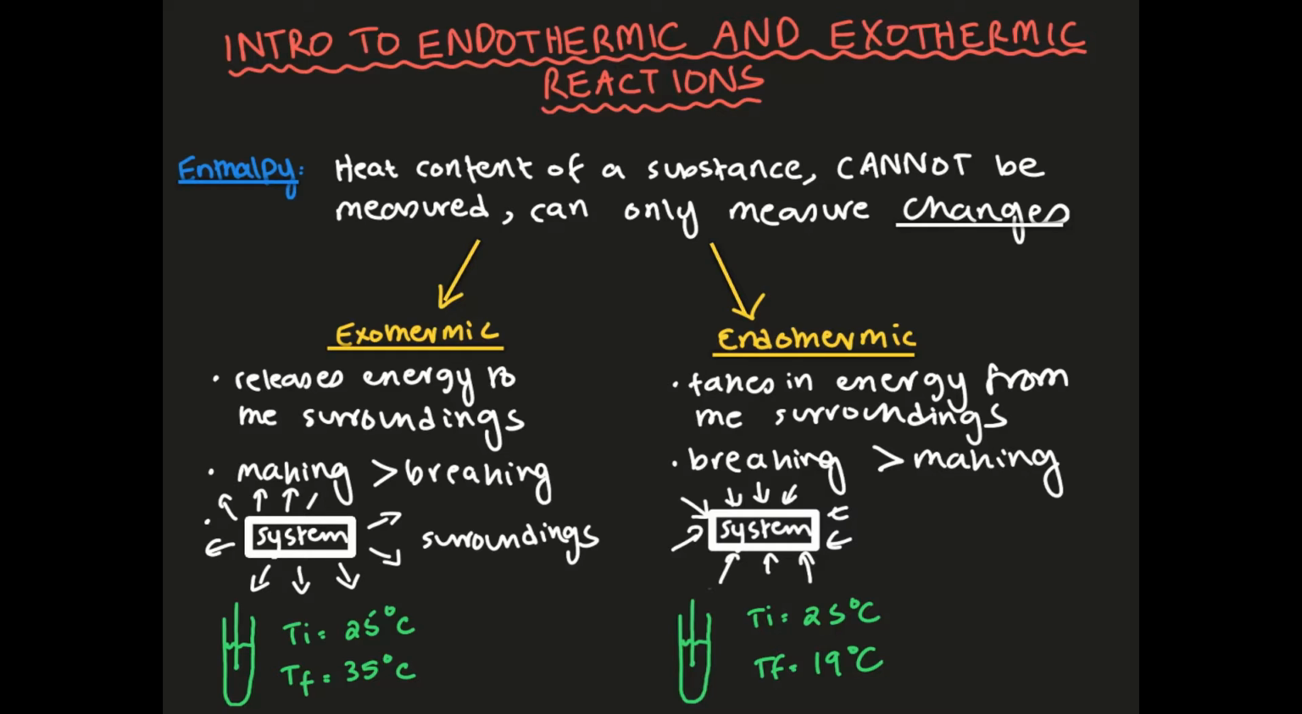And the mnemonic for this is going to be BEMEX, which basically means that bond breaking is endothermic and bond making is exothermic. For example, over here. Now in exothermic reactions, the energy that's needed to make the bonds is always going to be more than the energy that's needed to break them. Similarly, in endothermic reactions, the energy that's needed for bond breaking is always going to be more than the energy that's needed for bond making.